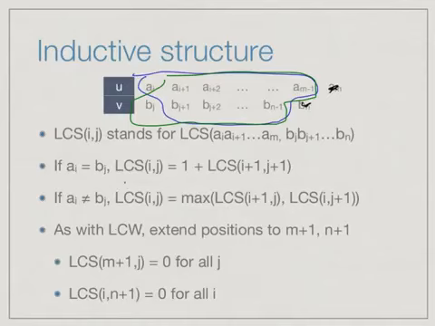So if we say, like we had before, that LCS of IJ is the length of the longest common subword starting from I and J. If AI is equal to BJ, it will be 1 plus the length starting from I plus 1, J plus 1. If it is not equal, it will be the maximum of the two subproblems where either we increment I or increment J. Okay? And as with the longest common subword, when we go to the last position, M and N, we get 0.